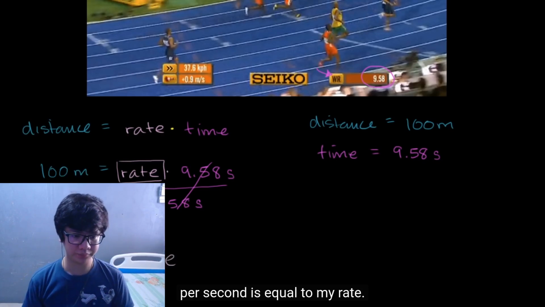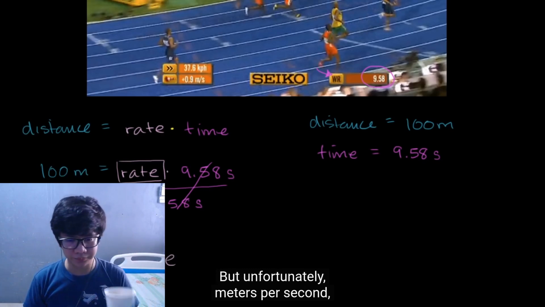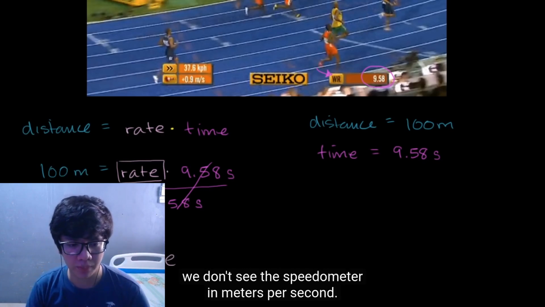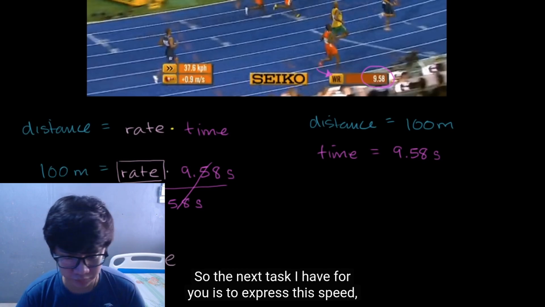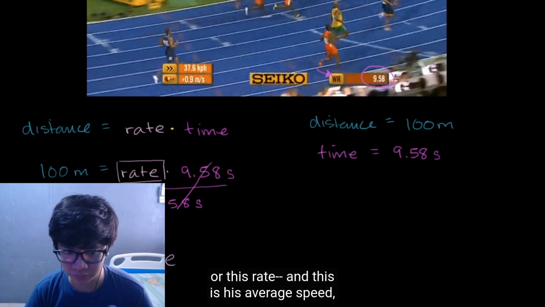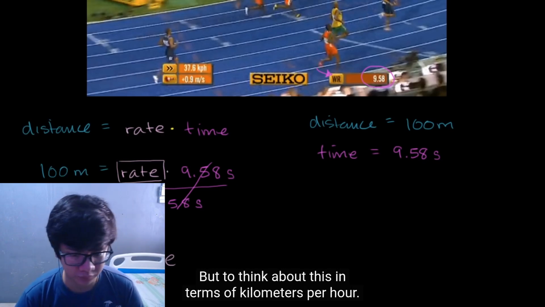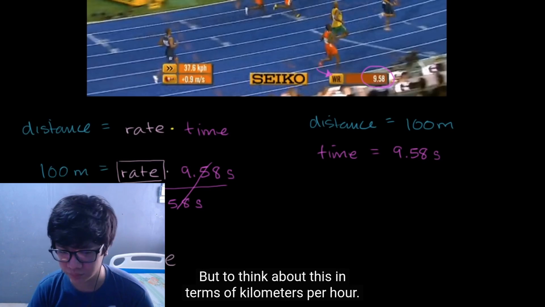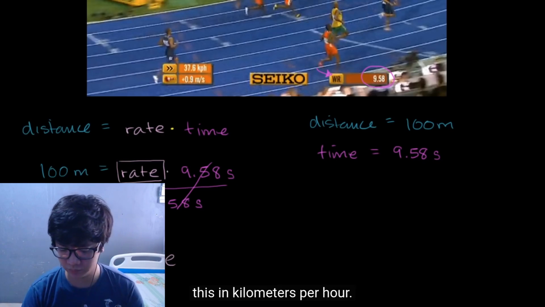Now the next question. So we got this in meters per second, but unfortunately, when we drive a car, we don't see the speedometer in meters per second. We see either kilometers per hour or miles per hour. So the next task I have for you is to express this speed or this rate, and this is his average speed or his average rate over the 100 meters, in terms of kilometers per hour. So try to figure out if you can rewrite this in kilometers per hour.